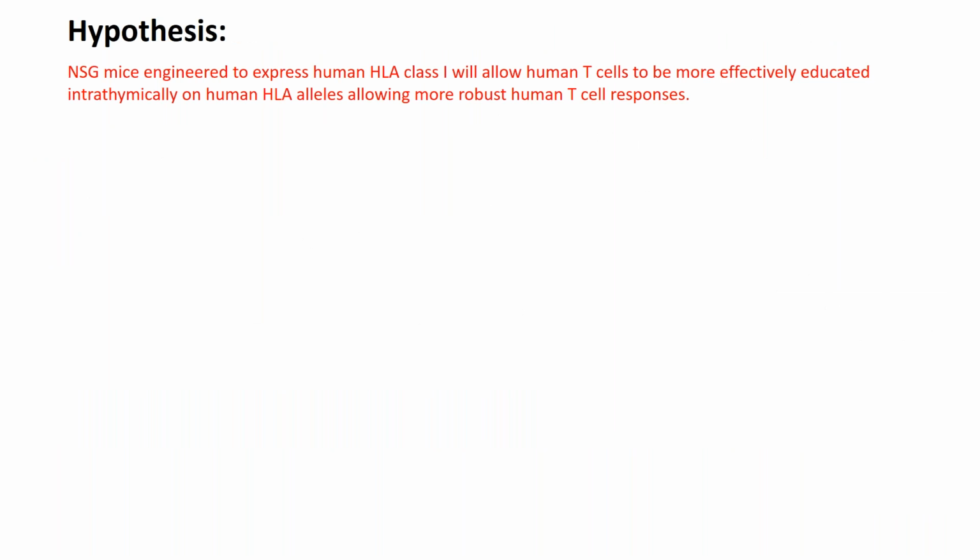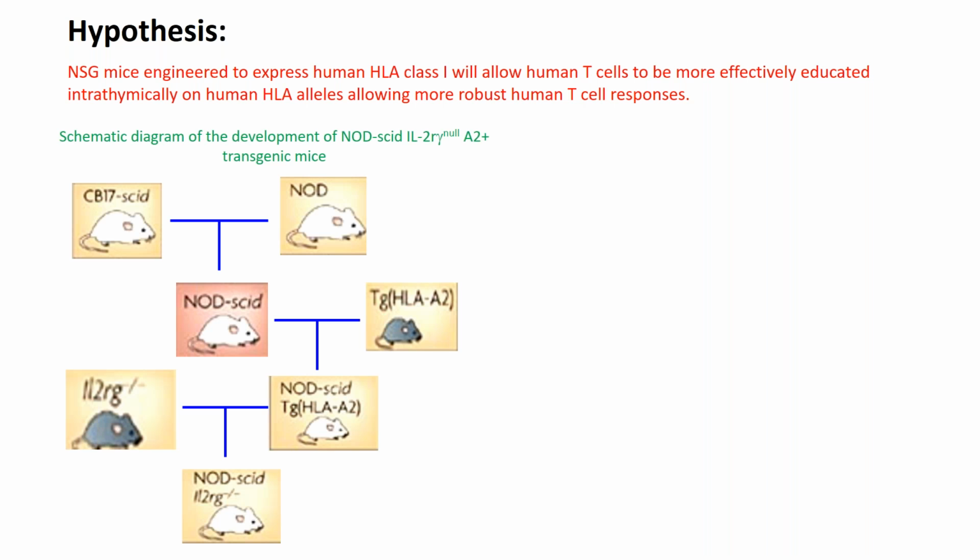So next we proposed that if we engineer the NSG mice to express human HLA class I molecules, that will allow human T cells to be more effectively educated intrathymically on human HLA alleles, and this will allow more robust human T cell responses. So taking this hypothesis, Lenny from Jackson generated NSG mice by crossing NOD scid with the human HLA A2 positive animal, and so at the end he got the NSG which express human HLA class I molecules.